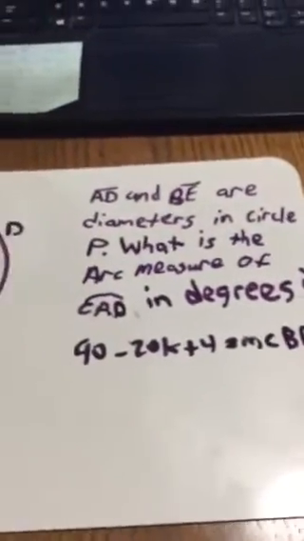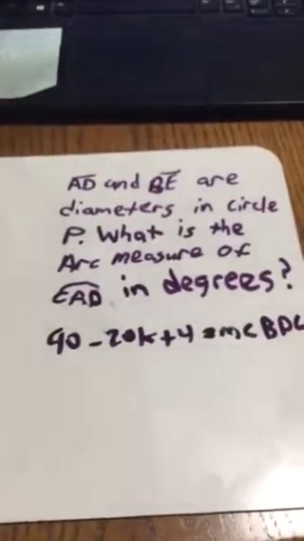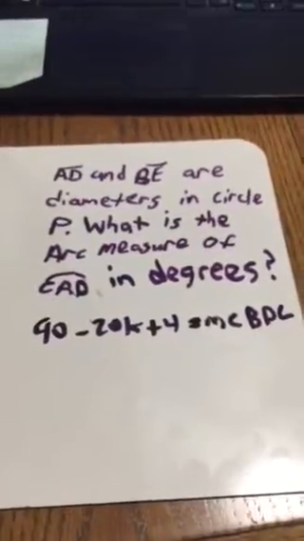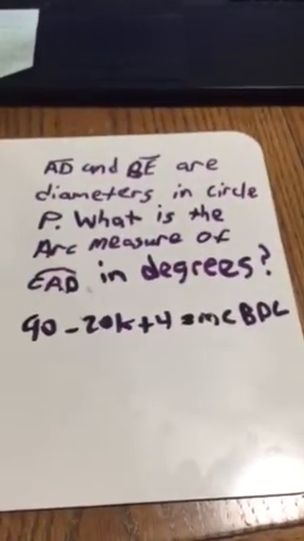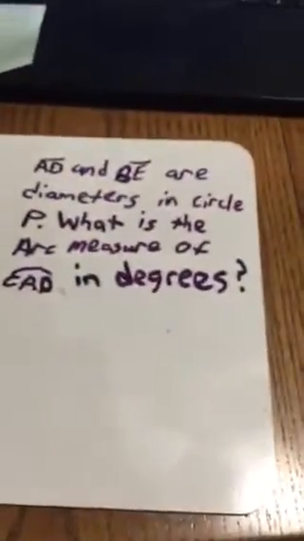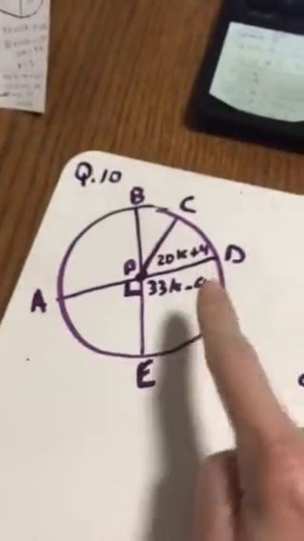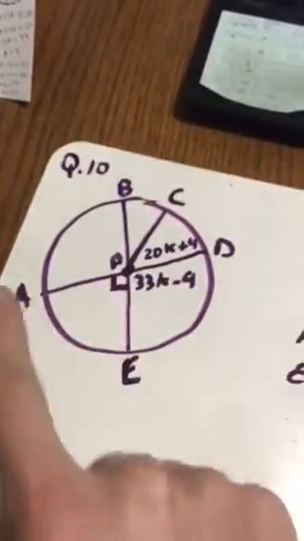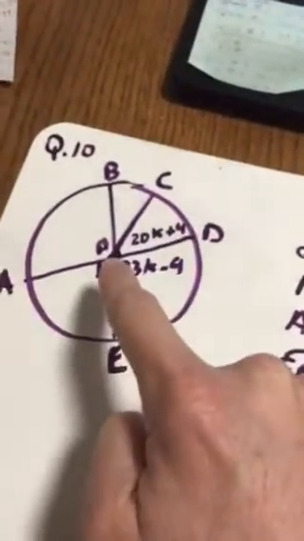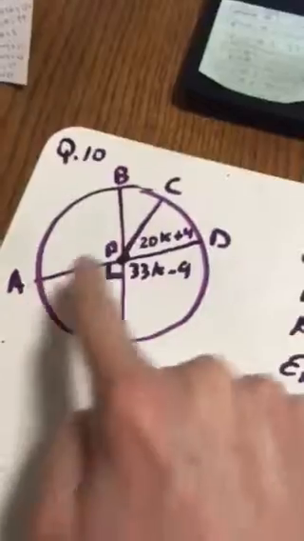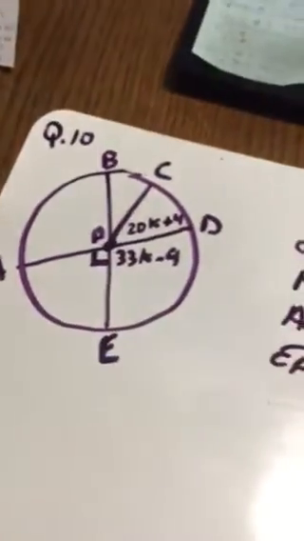It says, AD and BE are diameters in circle P. What is the arc measure of CAD in degrees? Let me erase that, that's just something from earlier. So we have AD right here, and BE. We know those are diameters of the circle. This is the center. We call it circle P, and the center is P right here.